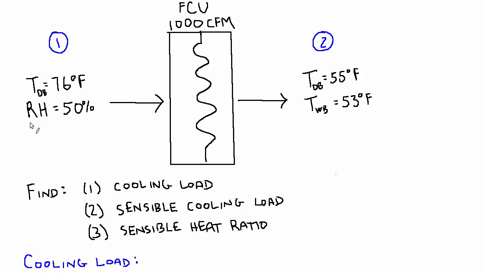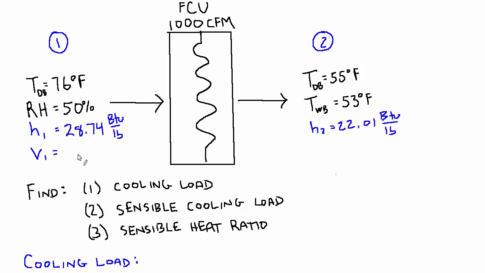So the enthalpy at state 1 is 28.74 BTU per pound, and the enthalpy at state 2 is 22.01 BTU per pound. And the specific volume at state 1 is 13.76 cubic feet per pound of dry air. I'm just going to write per pound for simplicity. And the specific volume at state 2 is 13.19 cubic feet per pound.